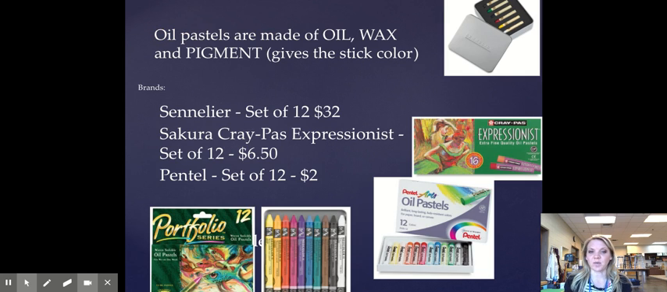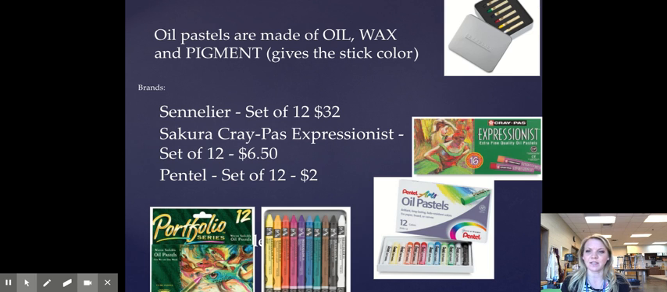All right, what we're going to talk about next is what oil pastels are made out of. Oil pastels are made out of oil, shocking, wax, and pigment. Pigment is what gives the oil pastel the color. So a red oil pastel stick has red pigment in it. There are many different brands of oil pastels. You can get a pretty reasonably priced set of oil pastels that's a good quality.